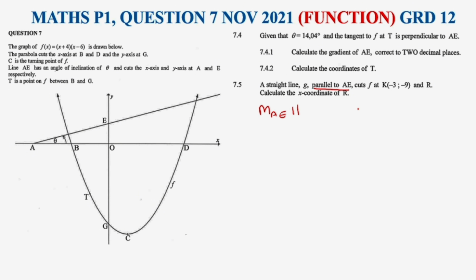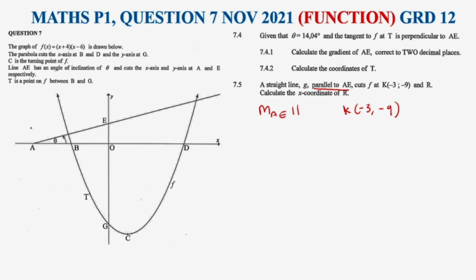Okay, and therefore they said G cuts at point K (minus 3, minus 9), and then R. Calculate the x coordinate of R. So R is unknown in this case. They are saying it's a straight line G. We know G is passing there, it's passing at E. G is parallel to AE.